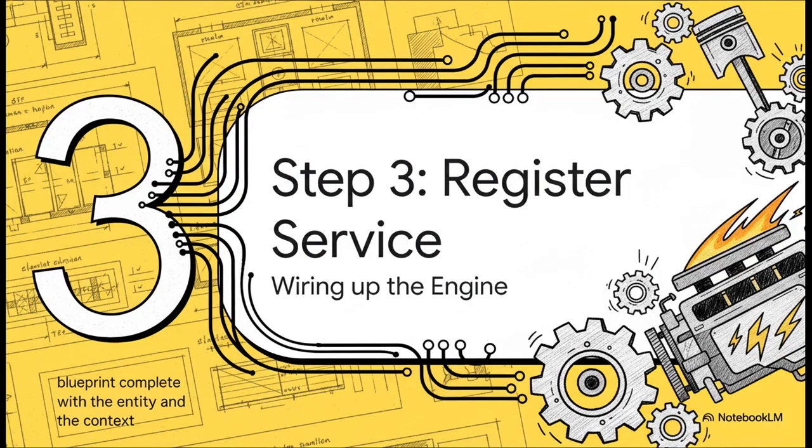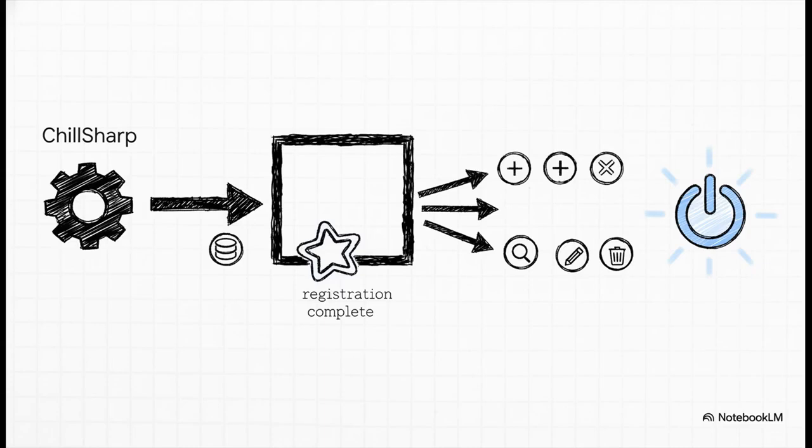All right, our blueprint is done. We've got the entity, we've got the context. Time to turn on the engine. And here it is, the grand finale. And it is ridiculously simple. Seriously, look at this. It's just 2 lines of code in your Program.cs file.